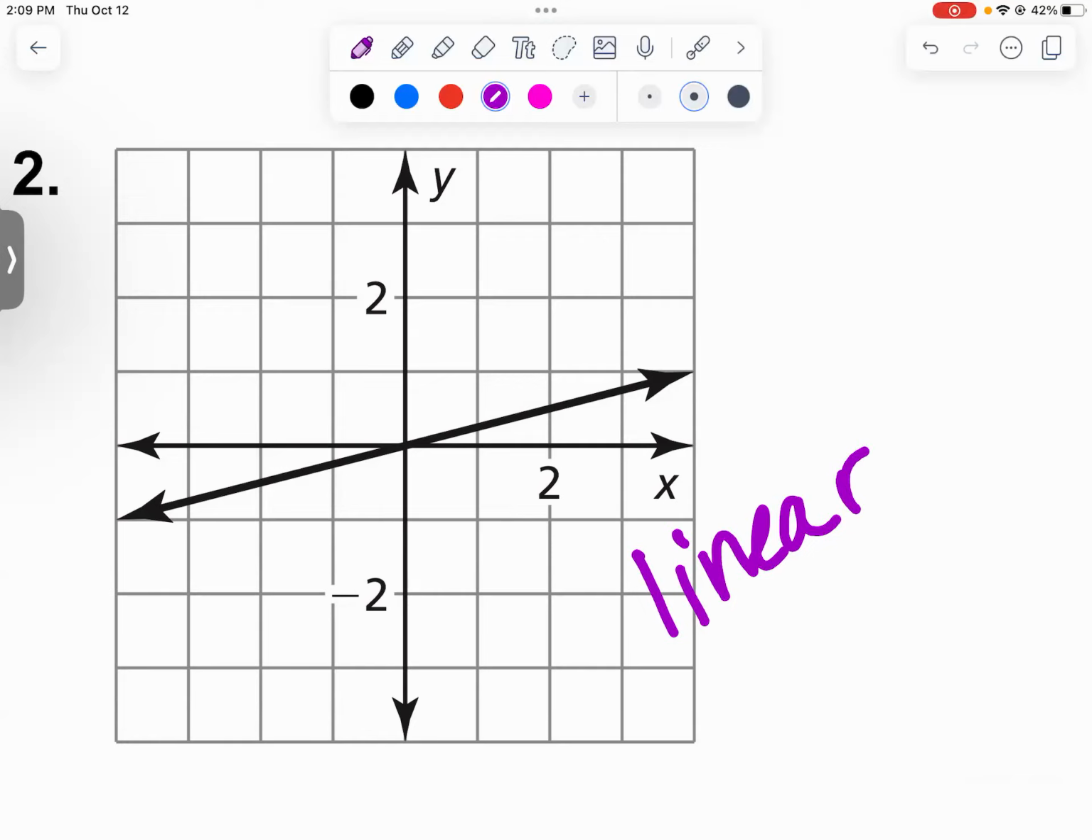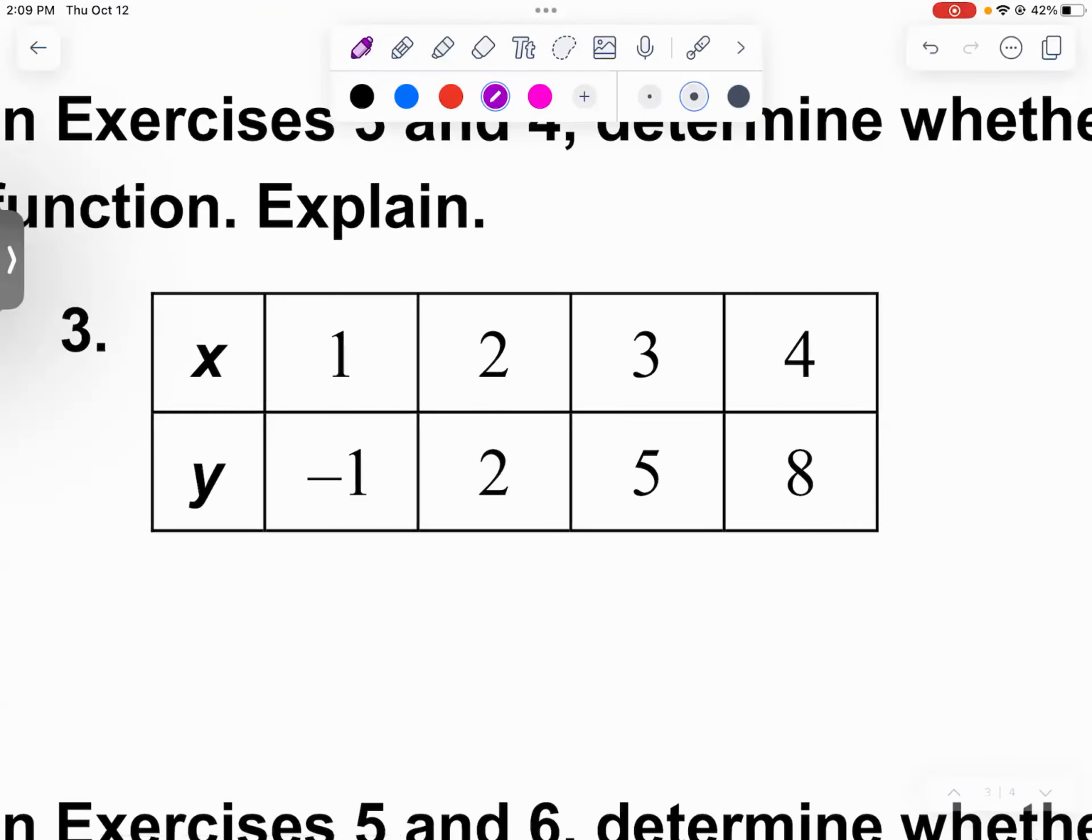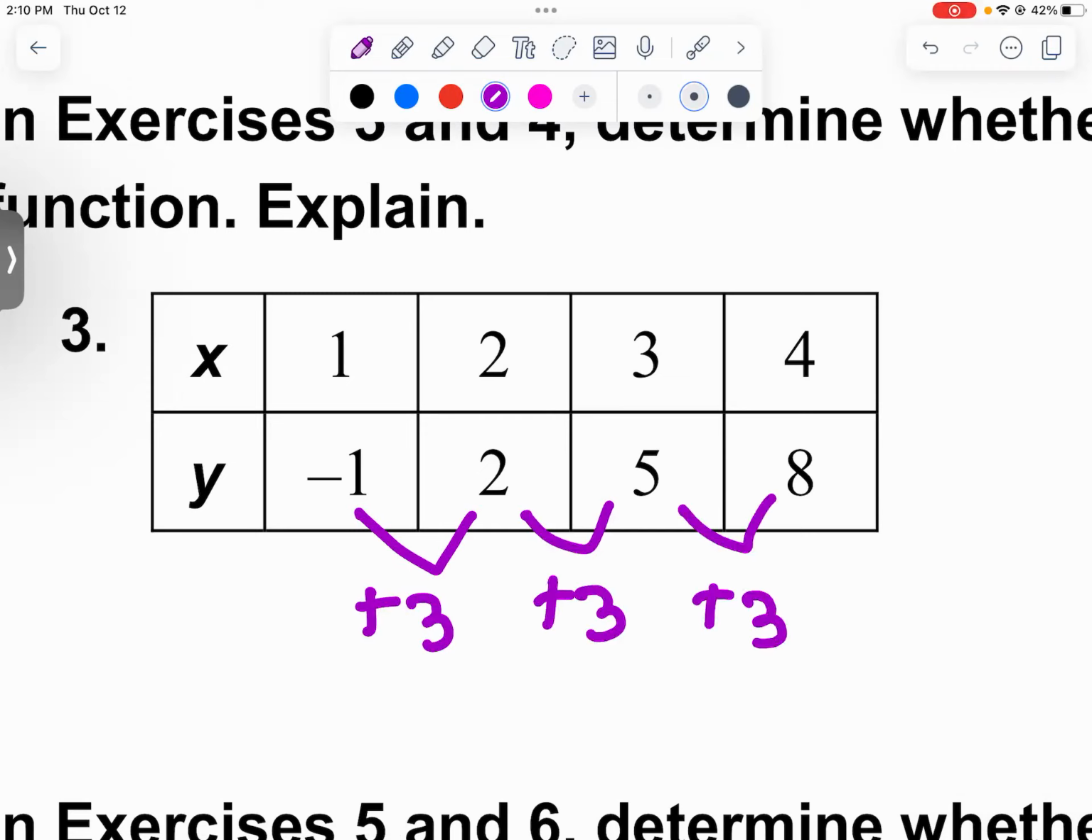All right. Now let's look at the tables. Number 3, do we have a constant rate of change? I hear yes, I hear no. Okay, so 1 plus 3 is 4. 2 plus 3 is 5. 5 plus 3 is 8. That's constant.